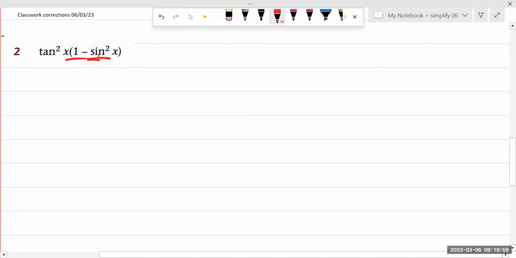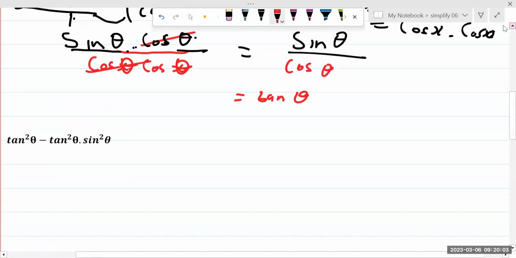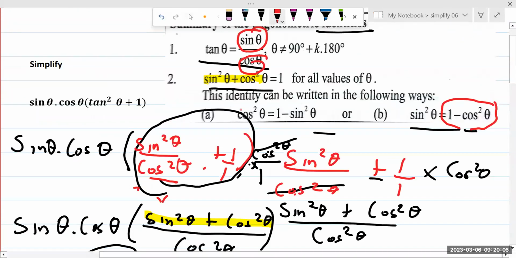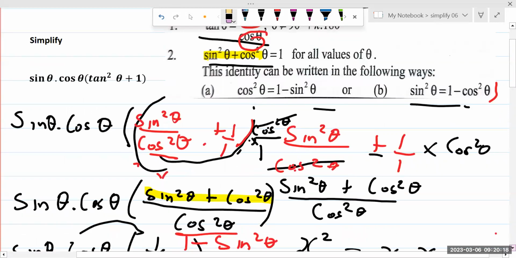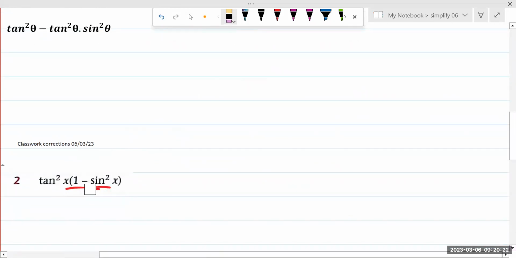Now, if you look at the following, 1 minus sine square of theta, we can go and check in our identity table. It says we do have something like that, whereby we have 1 minus sine squared theta. So what is 1 minus sine square of theta? It's cos square of theta. So we come and say, let's change this part here.